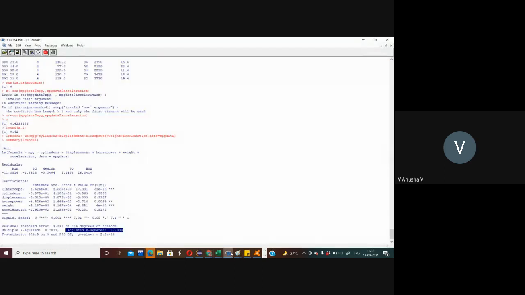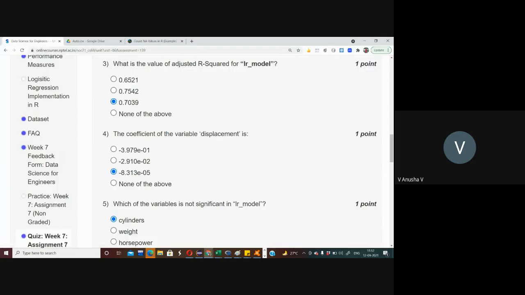Let's go to RStudio again. Coefficient of variable displacement. This is the coefficients section. Under coefficients, you need to check the displacement variable, and this is the coefficient value for the displacement variable: minus 8.313 E minus 05. So this will be your answer.